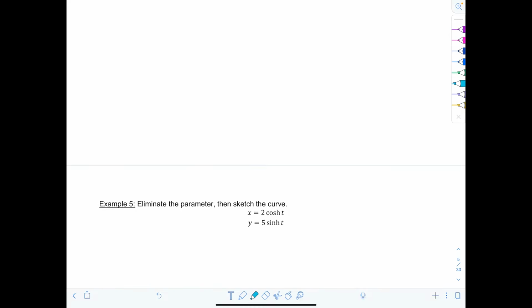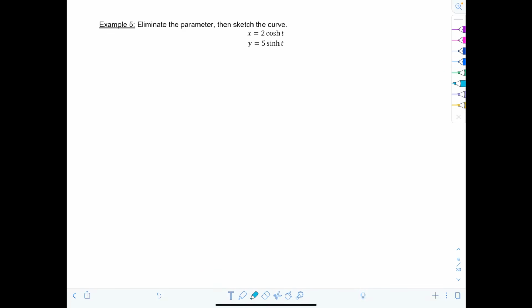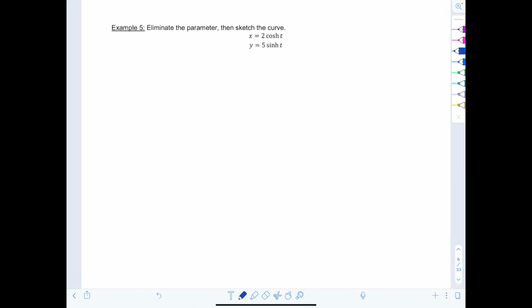And last example, couldn't finish this off without some good old hyperbolics, right? So eliminate the parameter, then sketch the curve. So we have x equals 2 cosh t and y equals 5 sinh t. We have to use one of the identities that holds for hyperbolics. Do you remember them? So we have cosh squared t minus sinh squared t equals 1.